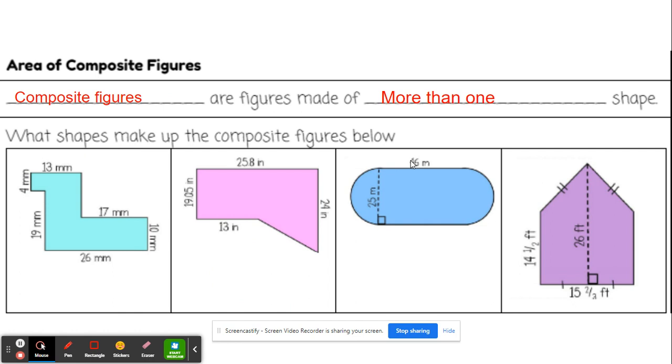So, composite figures are just figures made of more than one shape. And what I want you to do right now is go ahead and tell me what shapes make up the composite figures below.